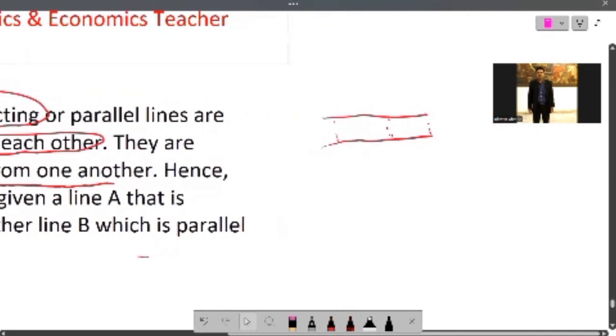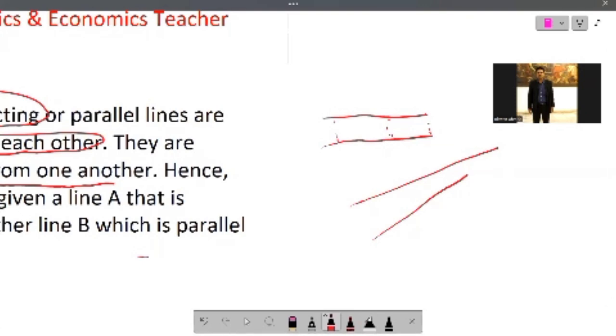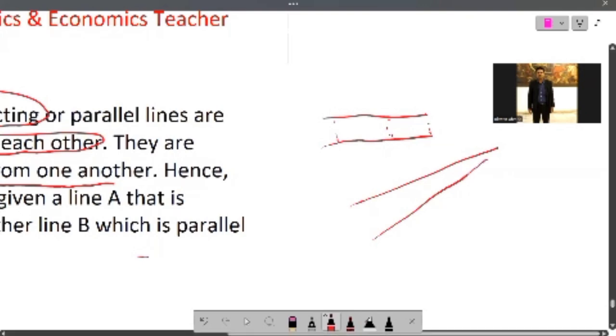For example, if we look at this line and this line, these two lines are transversal to each other. The reason is, if we continue the lines, they meet at a point. That means they are not parallel to each other. This is the symbol of parallel lines.